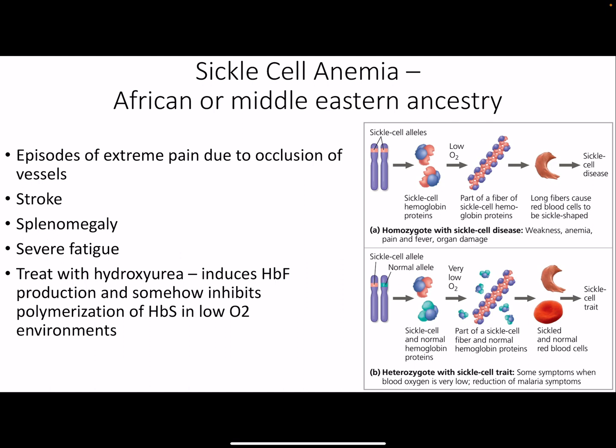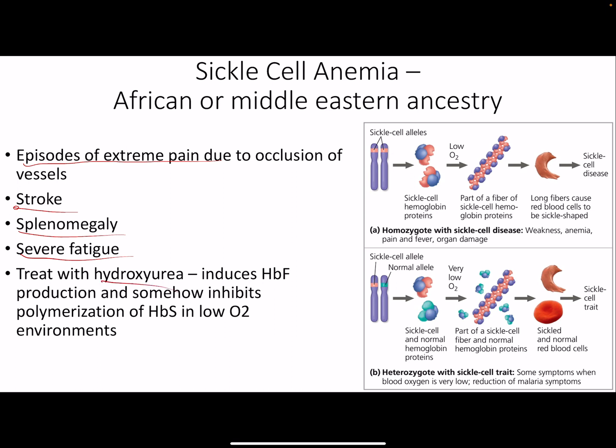Sickle cell anemia. So again, protective against malaria. People of African and Middle Eastern descent. Vaso-occlusions cause episodes of extreme pain. Could cause stroke due to difficulty for the sickled cells to get through the smaller microvasculature. Splenomegaly: all of these sickled red blood cells have a hard time getting through the cords of Billroth, and actually this can cause destruction of the spleen because it gets just too large. Severe fatigue because you're not getting oxygen delivery.